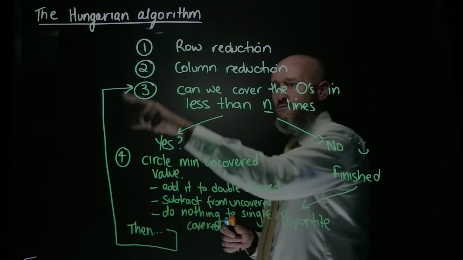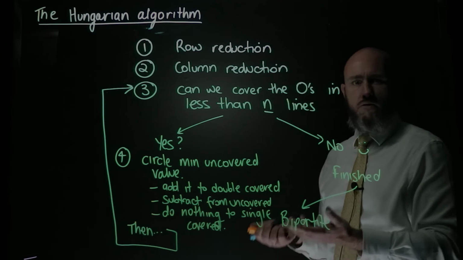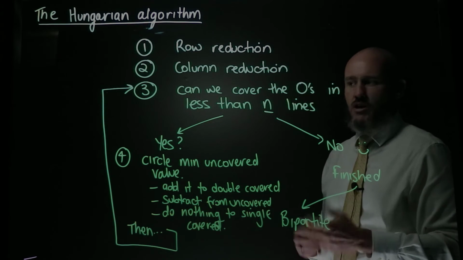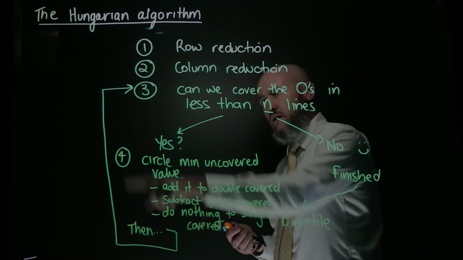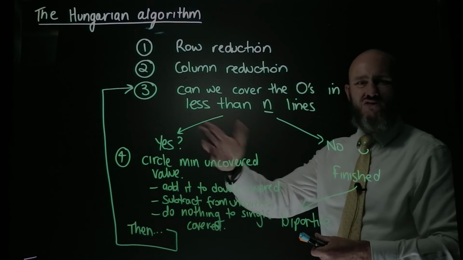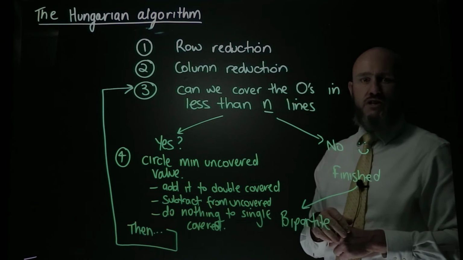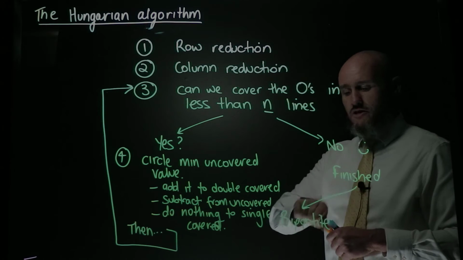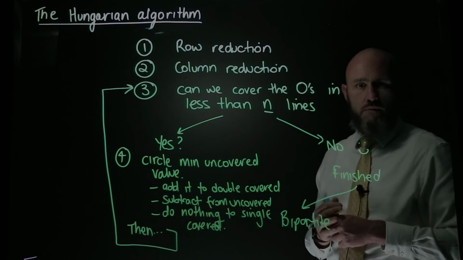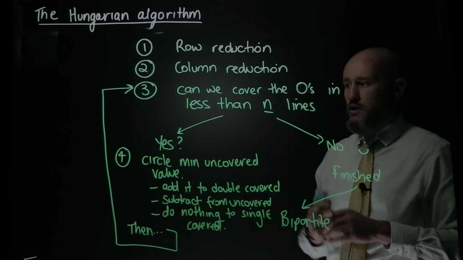Then we go back to step 3 and we ask ourselves again, can we cover all the zeros in this new matrix in less than n lines? And if the answer is yes again, we cycle again. Now this cycle rarely takes more than 2 times. In a hard question it's 2 cycles, maybe 3, I don't know. Down here though, once the answer is no, we're finished, bipartite graph, solved the problem. So I'm going to go back now, we'll solve that last question and then we'll do a couple more examples.